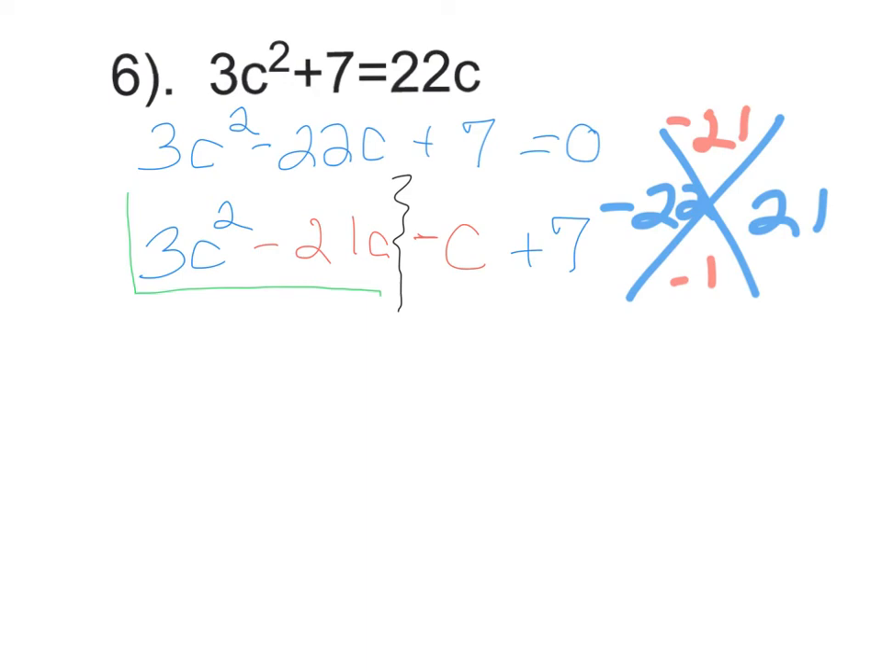I see that my greatest common factor here would be 3c, because 3c goes into each one of these terms evenly. So 3c squared divided by 3c is just going to be c, and negative 21c divided by 3c is just going to be negative 7. So let's go ahead and put that down. So we're going to have a leftover of c minus 7.